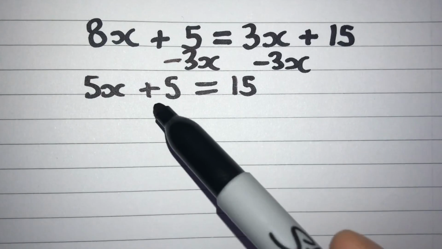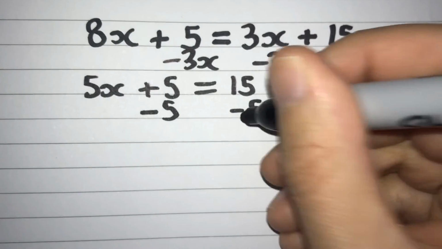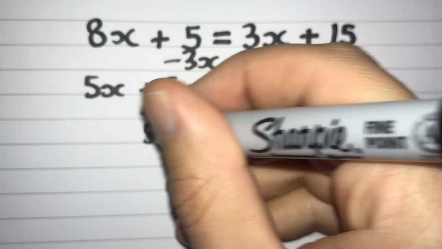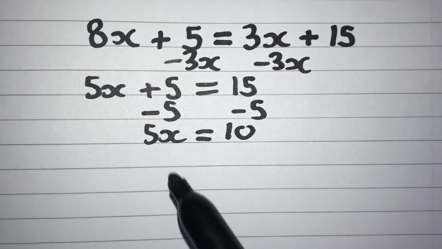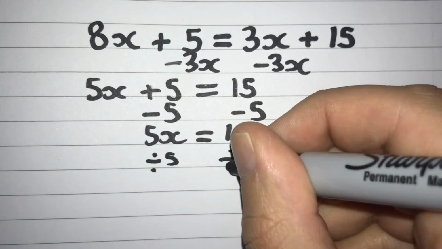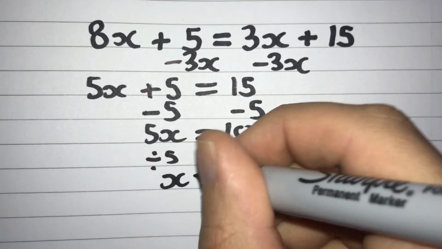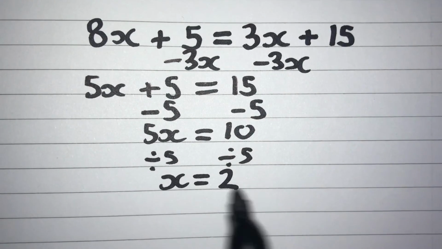So we first of all subtract 5 from both sides. So we'd be left with 5x equals 10. And now we need to divide both sides by this 5. So the answer we'll get, x is equal to 10 divided by 5, which is 2. So our answer will be x equals 2.